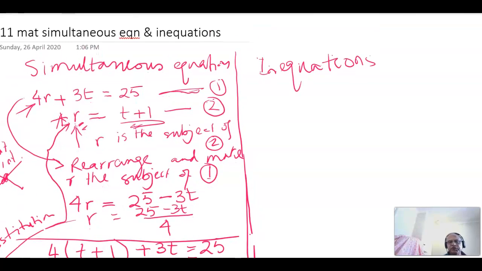Okay, let's move to the inequations. What is an inequation? So we know something: 2 is greater than 1. That's an inequation. That's greater than.